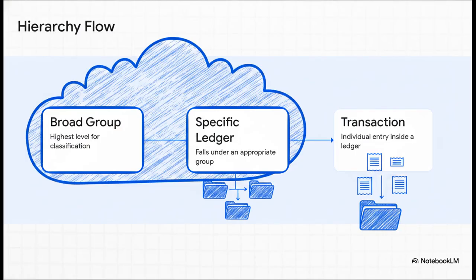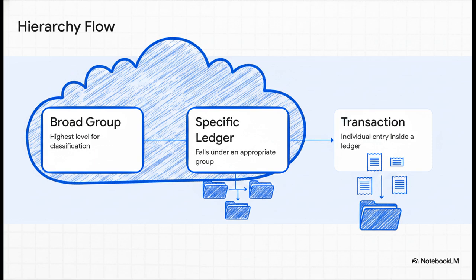Let's see how this builds into a strict, inescapable hierarchy. Step 1 is the broad group, sitting majestically at the very top of the architecture. Step 2 is the specific ledger, nested directly underneath it. And step 3 is the individual transaction, locked safely inside that ledger. The data flow is always downwards.